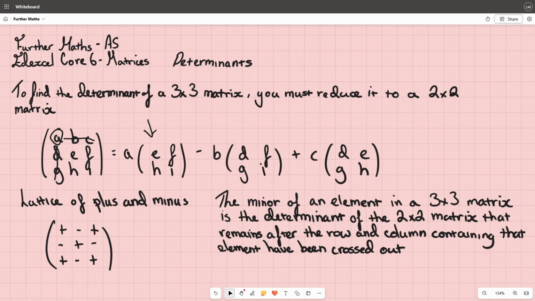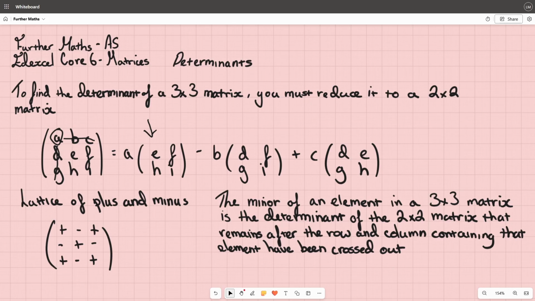But you have to remember that it's plus A minus B plus C. And that is because if you see at the bottom, there's the lattice of plus and minuses. I go more into that later when I'm talking about inverting a matrix. But basically, when you're doing the determinant of a 3x3 matrix, you have to imagine that it starts from the top left as plus, and then minus, plus, and it alternates like a chessboard or something.